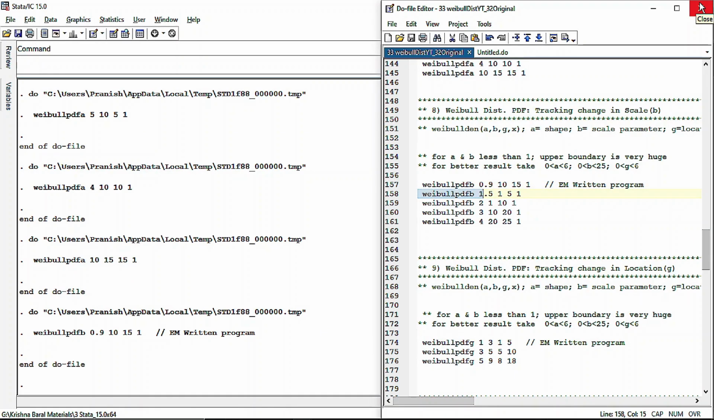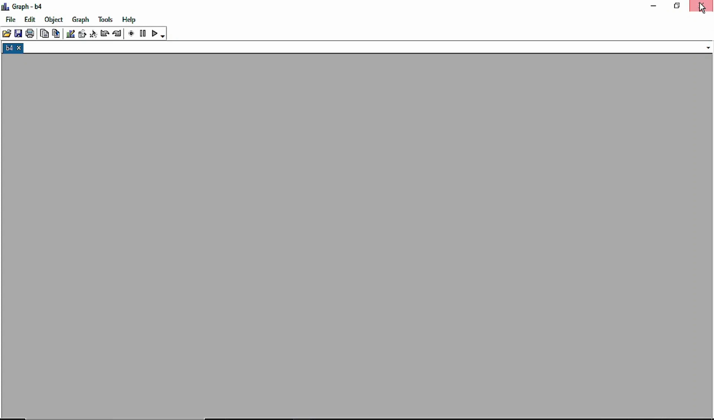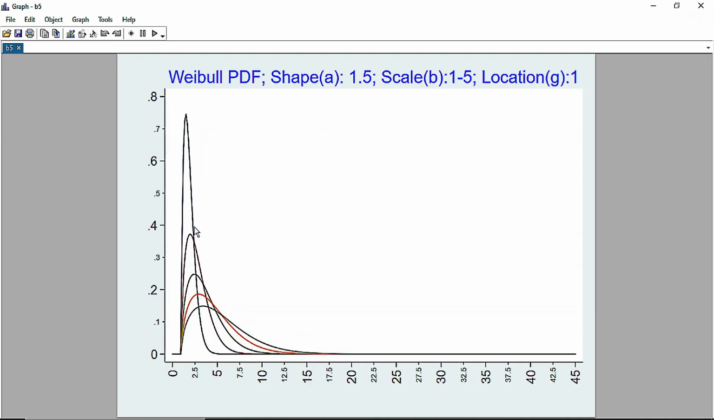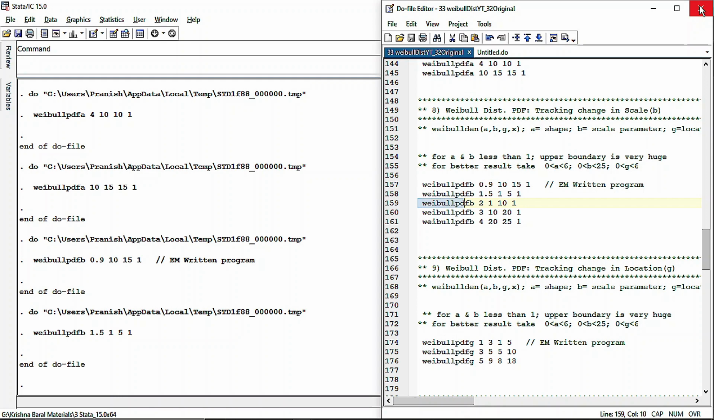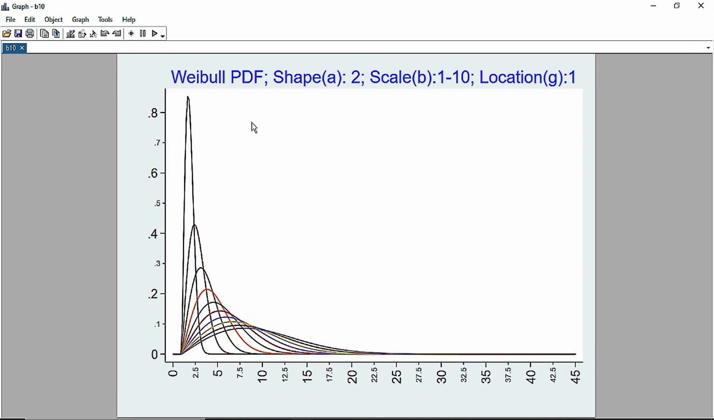Again, the shape parameter is 1.5 and we are going to increase the scale parameter from 1 to 5, while the location parameter is 1. Increment of the scale parameter is actually increasing the variance, which is clear from this graph as well. And let us now keep the shape parameter at 2 and increase the scale parameter from 1 to 10 while the location parameter is 1. So with the increase in the scale parameter, the variance is increasing.